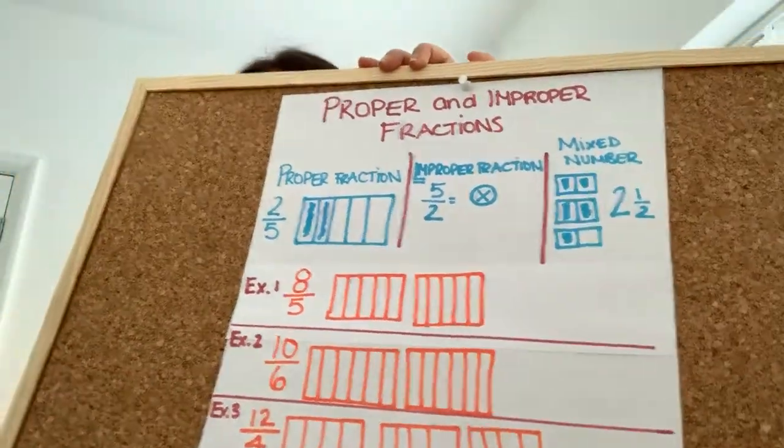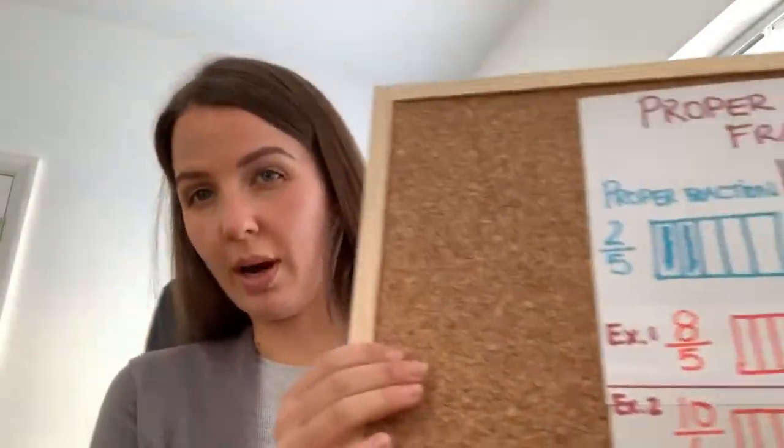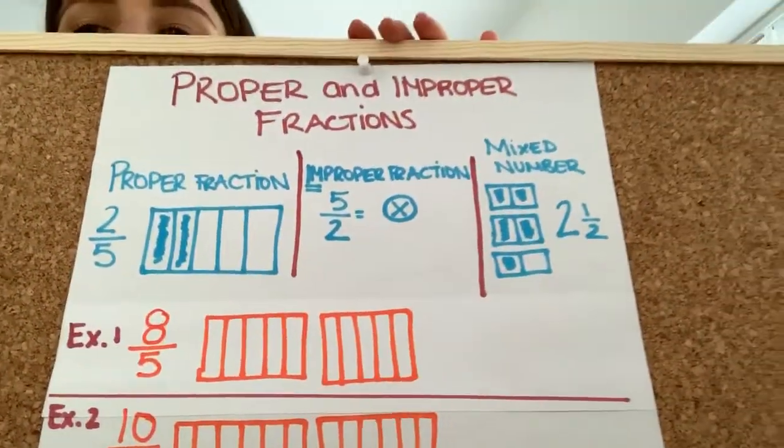Okay, so we have talked about adding and subtracting fractions with like denominators, with unlike denominators, and then we just kind of touched on how to convert improper fractions to proper fractions or mixed numbers. So we're going to focus on that a little bit more today.